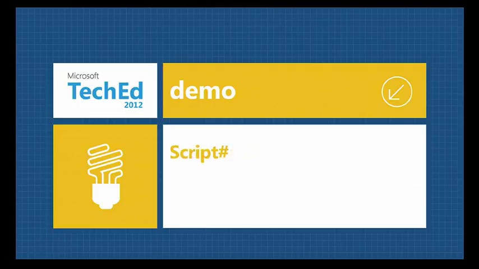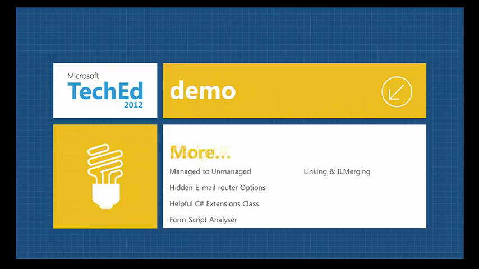And then we looked at Script Sharp, writing C# and having it compiled down into JavaScript. Makes it much easier for developers to use, strongly typed, and you get all the benefits of IntelliSense and things like that. And then we looked at all these other options like helper classes to get and work with .NET types. We looked at IL merging to keep DLLs inside the zip file. And then we looked at the form script analyzer to output JavaScript on different forms. And then hidden settings like the email router settings.